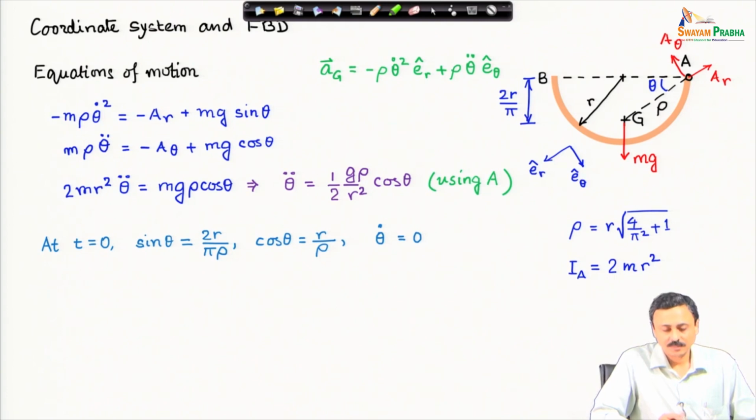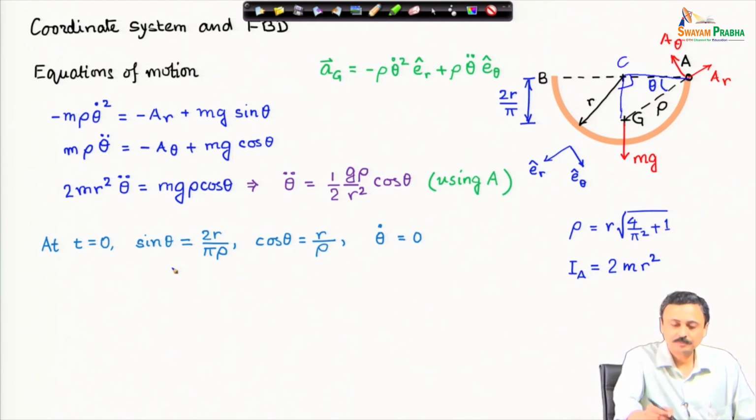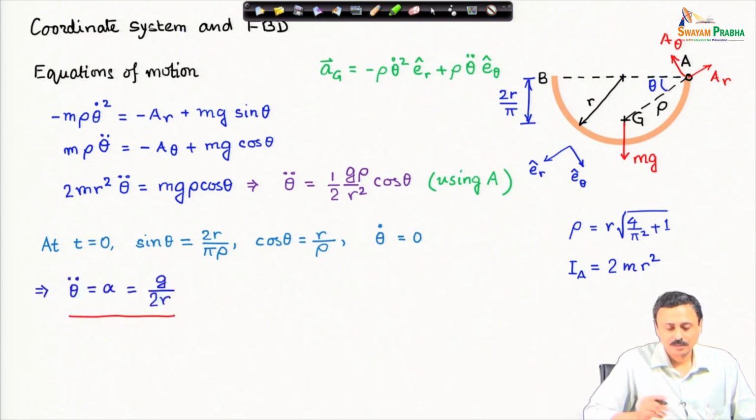Sin theta is 2r by pi rho. This can be found because I have this triangle CGA, and it is a right angle triangle. I can write down sin theta, I can write down cosine theta, and right at the beginning, at t equal to 0 plus, when it is just released, it is at rest. So, theta dot is 0. I can solve for angular acceleration, which turns out to be g by 2r.